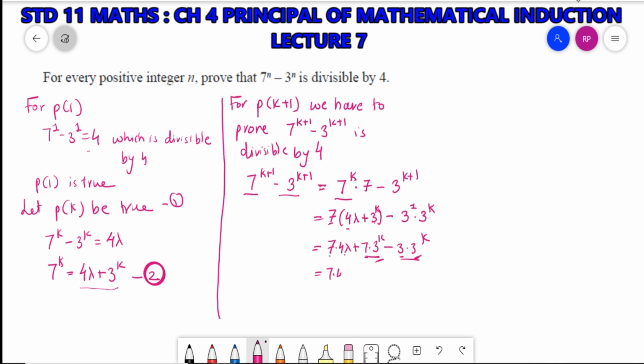Taking 3 raised to k common, it will be 7 minus 3, that is 4. So 7 into 4 lambda plus 4 into 3 raised to k. So 4 will be common: 4 times 7 lambda plus 3 raised to k. As I have taken 4 common, I can write it down, which is a multiple of, or divisible by, 4.